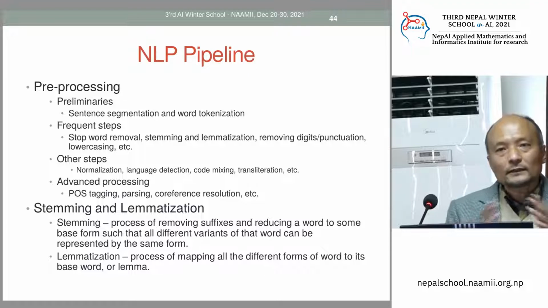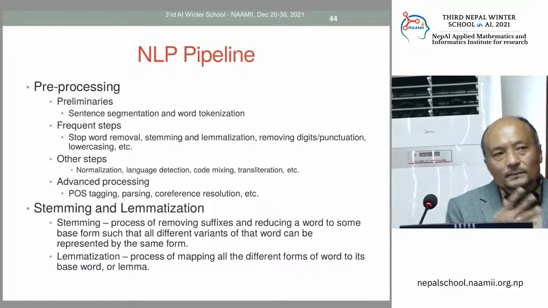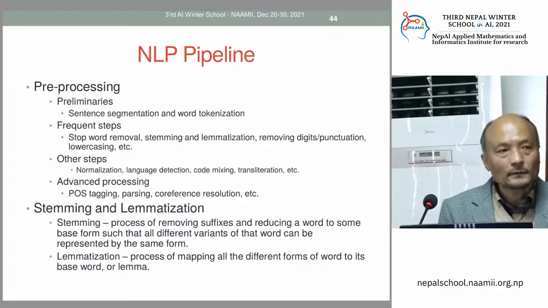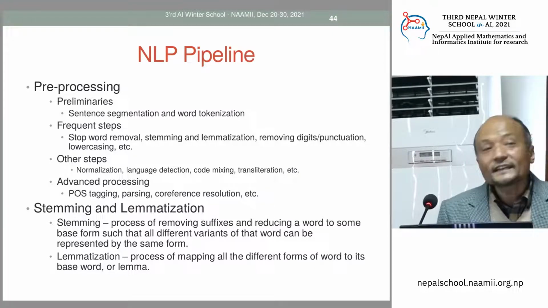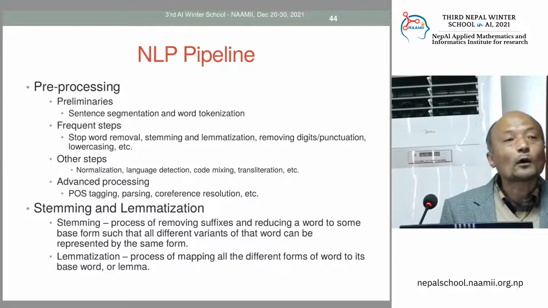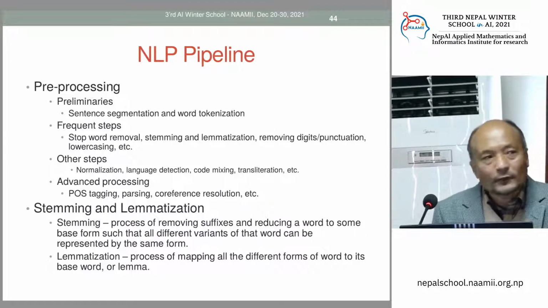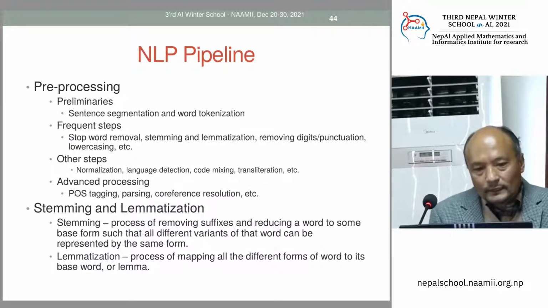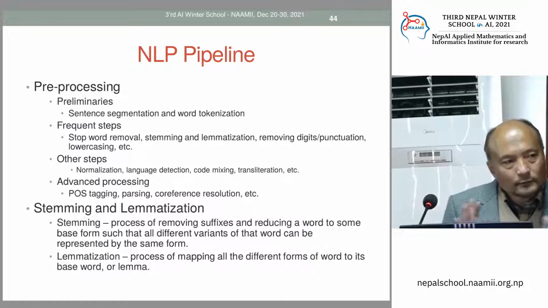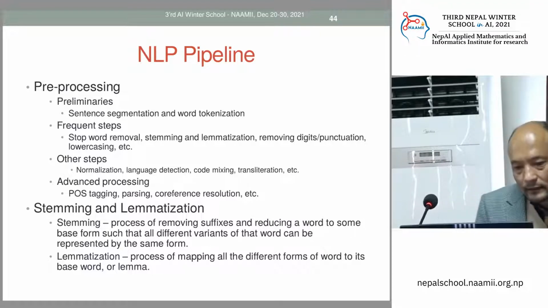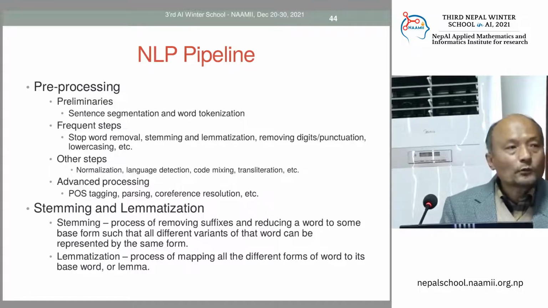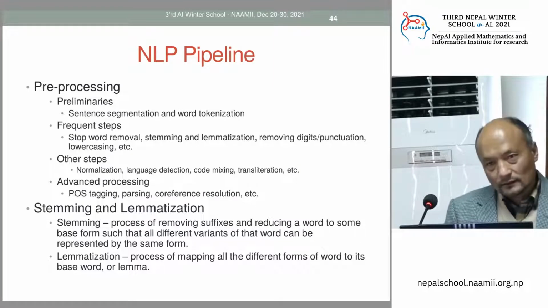Stemming and lemmatization is about reducing the word into respective stems and affixes, and lemmatization is reducing it to the lemma form or base form. Then removing digits and punctuation, if you don't require them. And then you need to change between lowercase and uppercase. In the case of Nepali, we don't have lower and uppercase, so we don't have that issue here. There are other steps in pre-processing as well, which is normalization.